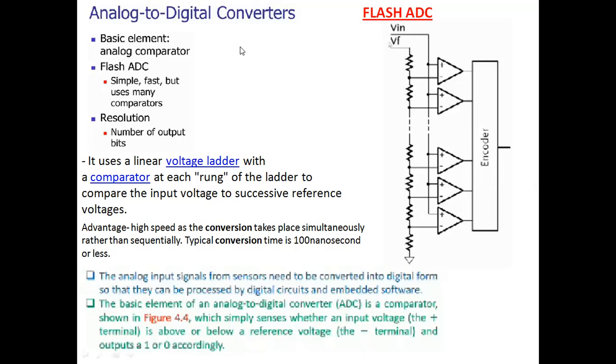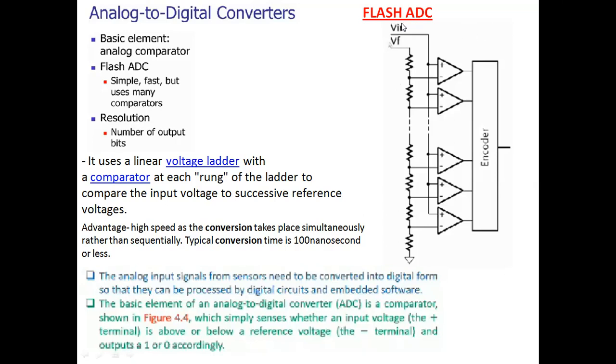So basically, we can find two types of ADCs. One is flash ADC, and the second one is successive approximation ADC. Now let me discuss flash ADC. One of the simplest and most widely used ADCs is the flash ADC. So here we see the figure.